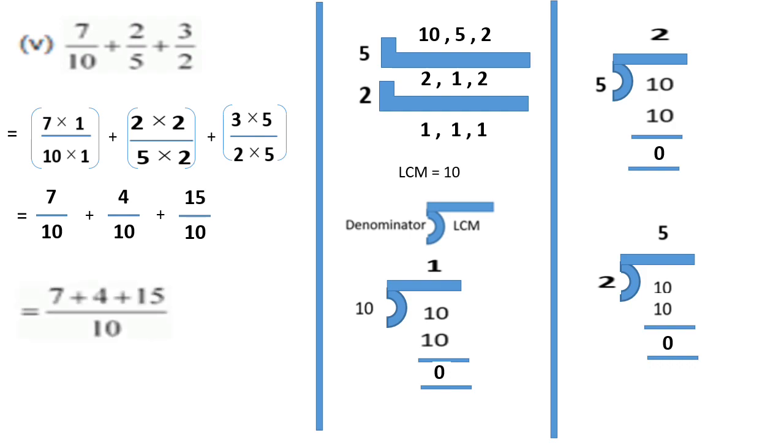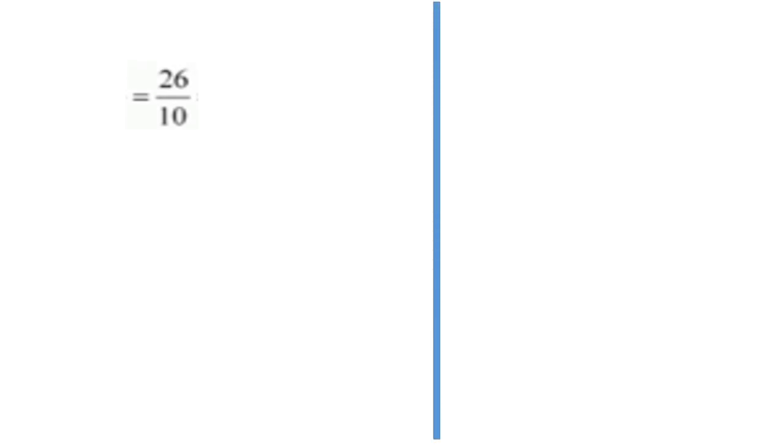Here I got the same denominator, and for solving the same denominator you have to write it one time here like this, and then write all the numerators with the symbols like this. 7 plus 4 plus 15. All are the same sign, so I am going to add all these things and I got 26 by 10. After reducing it, I got 13 by 5.